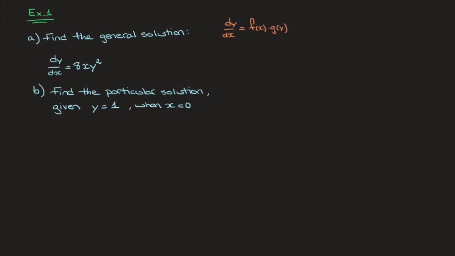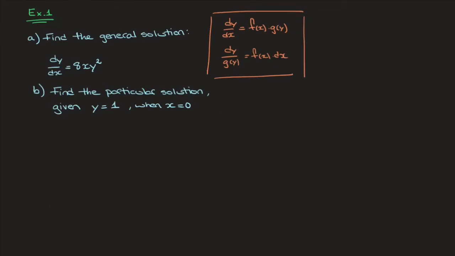Looking at this generic equation, we quickly see that we could rearrange this to write dy over g(y) equals f(x) dx. Once that's done, we find the solution to the differential equation by integrating the left-hand side with respect to y and the right-hand side with respect to x. And that's the whole idea behind separating the variables. That being said, let's work through this example.